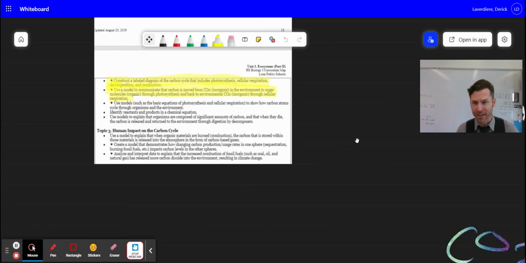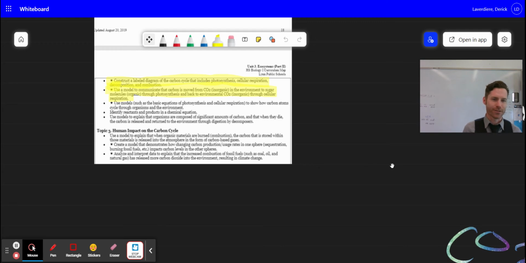Continuing with the carbon cycle, we're asked to construct a labeled diagram of the carbon cycle that includes photosynthesis, cellular respiration, decomposition, and combustion. It's 4 things in this diagram. We're also going to use this model to communicate that carbon is moved from CO2, which is inorganic, in the environment, to sugar molecules, which is organic, through the processes of photosynthesis and cellular respiration.